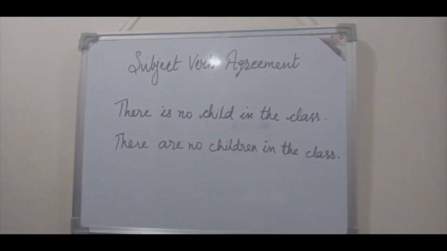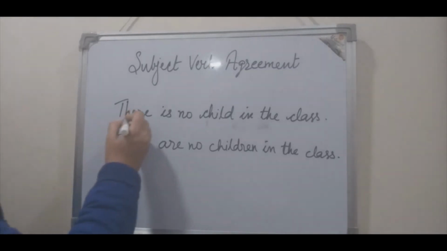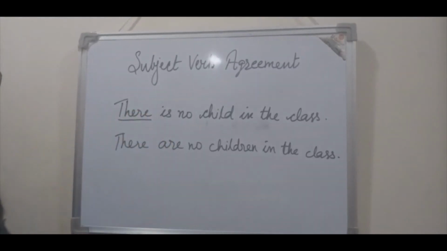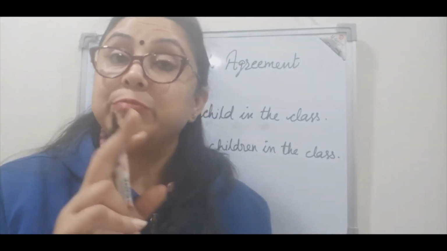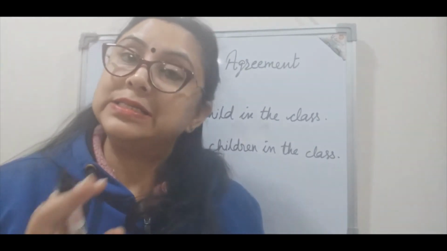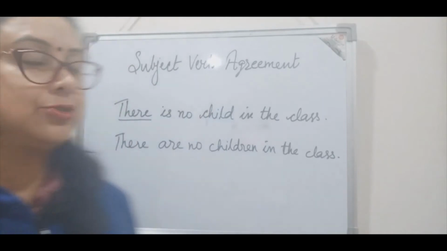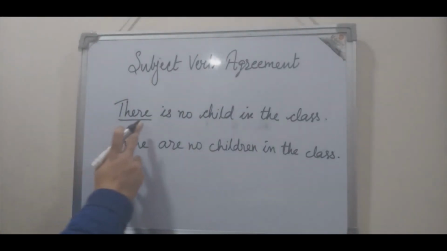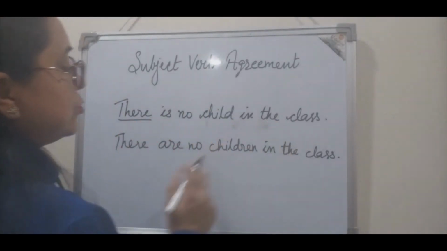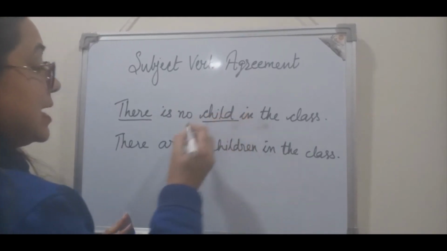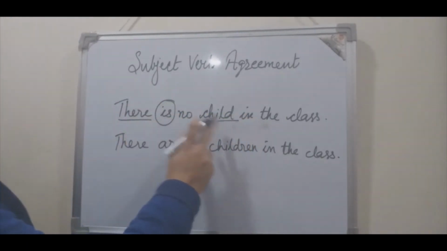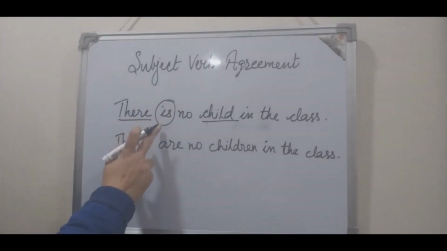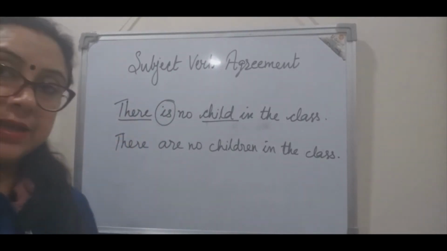In the next rule, we read that if a sentence begins with there, right? In that case, the subject is placed later on, but the verb must agree with the subject. So here in this sentence, there is no child in the room. Child is the subject which agrees with this verb, right? Since child is singular number, the verb used is also singular number.